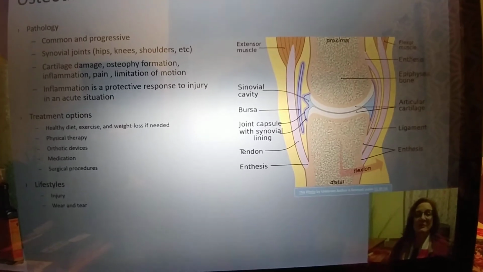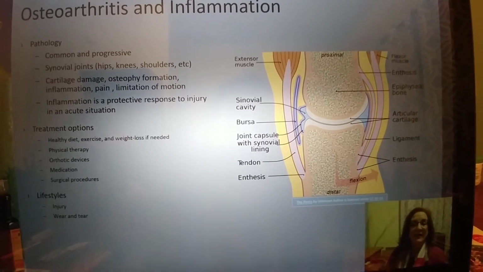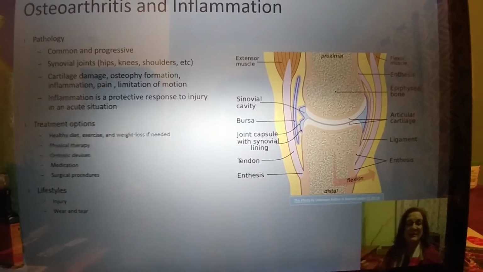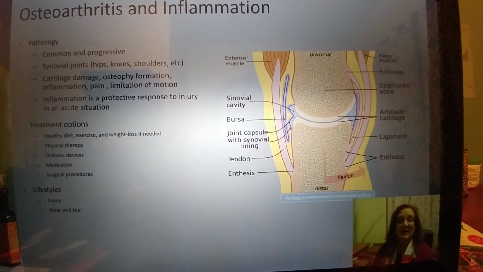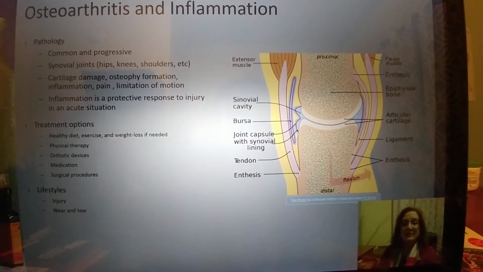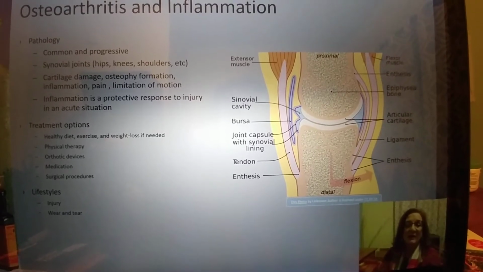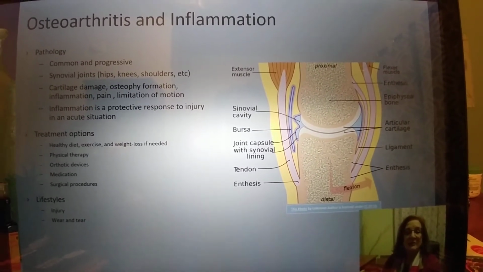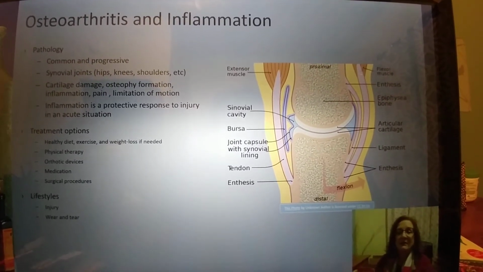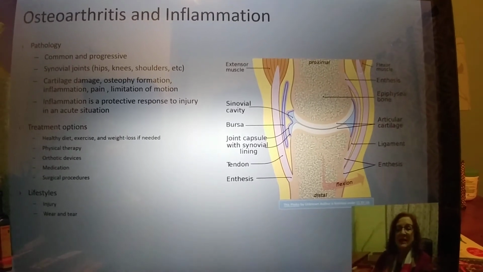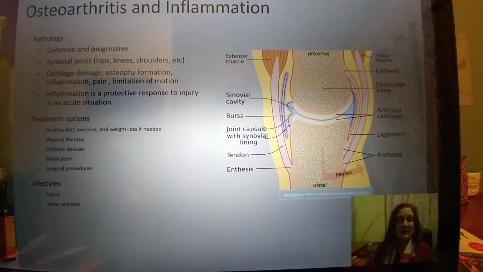Treatment options range from diet and exercise, physical therapy, orthotic devices or assistive devices like canes, medications, some of which we are talking about today, and surgical procedures such as arthroplasty and fusion. As far as lifestyle contributing, joints are prone to injury, wear and tear. Inflammation, impingement, or tear can happen with sports and other injuries or overuse.